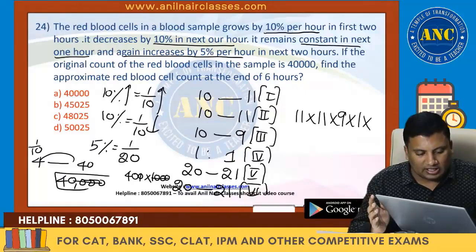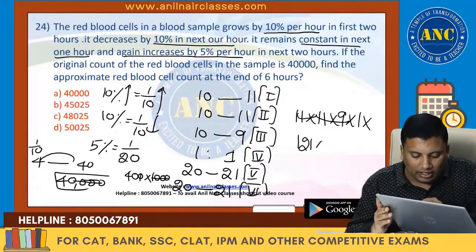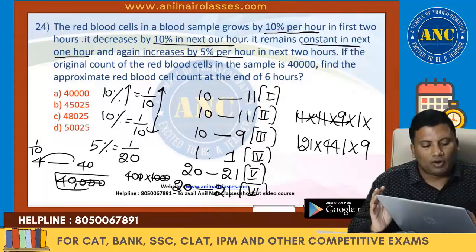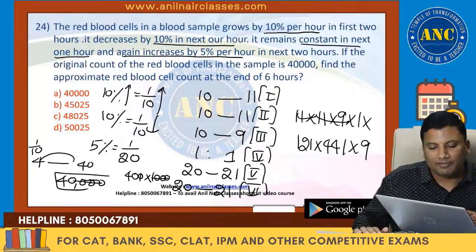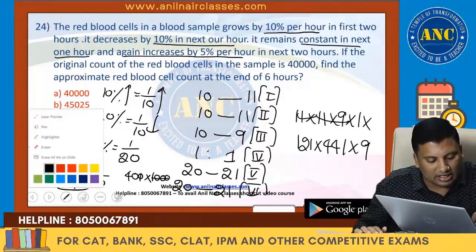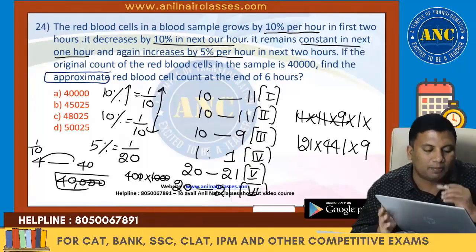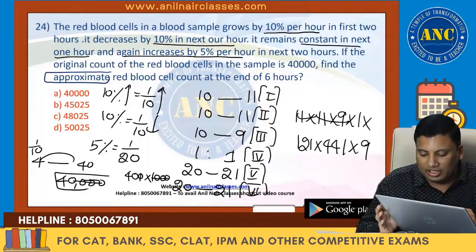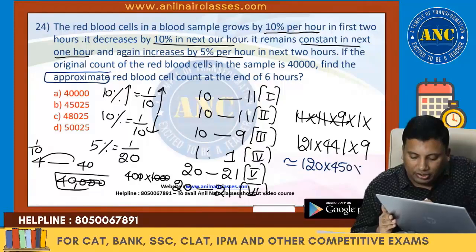Now I hope it is clear, right? 11 into 11, 121. 121 into 441 into 9. Find the approximate value we have to do. Because it is approximate, it is clearly mentioned that the values are approximate. I cannot use the digital sum. So I will approximate into 120 into 450 into 9.